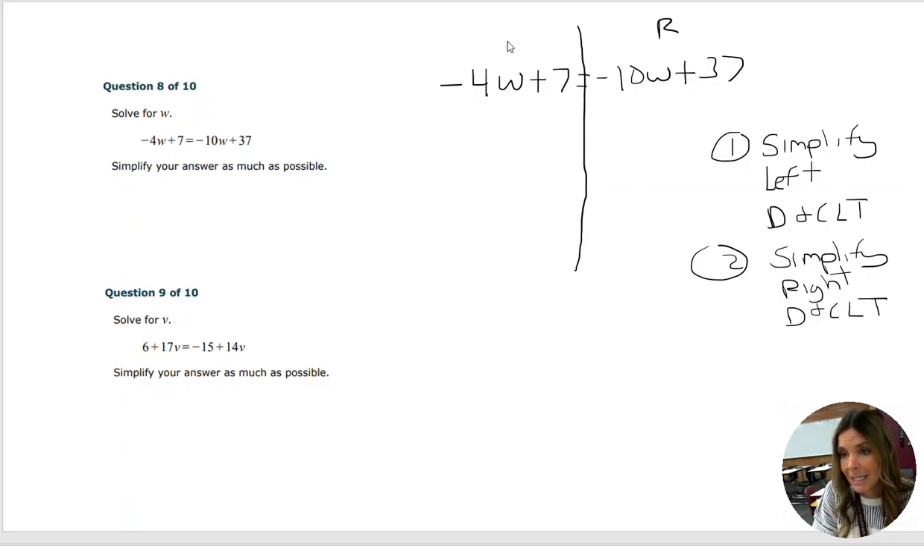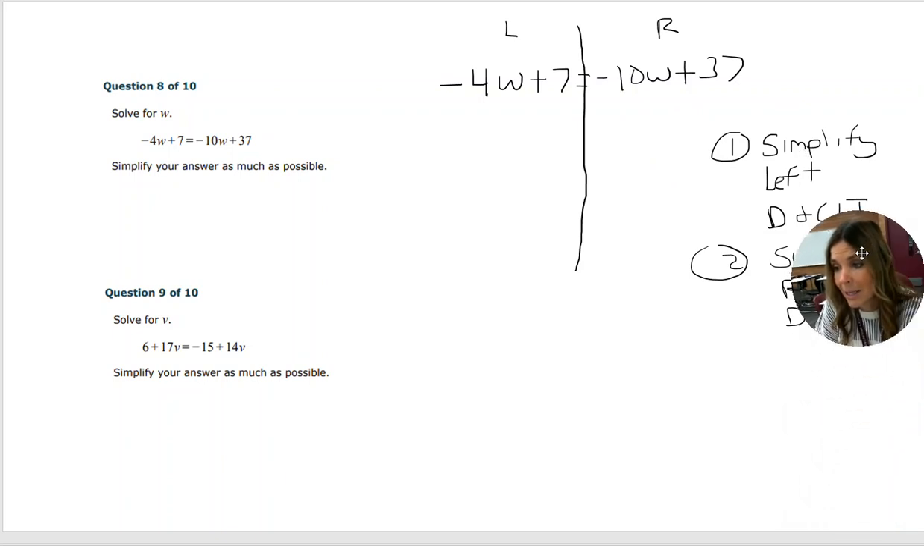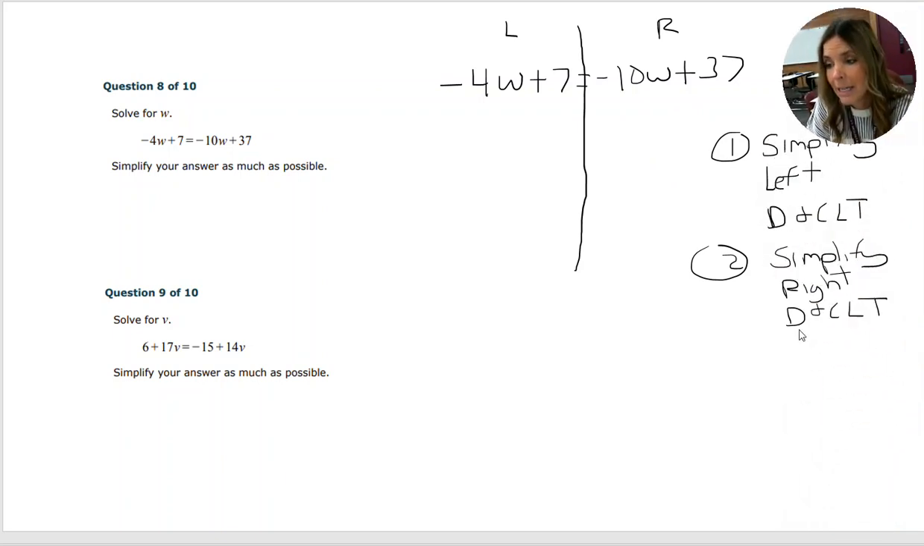So this is my right side, this is my left side. When we look at the left side, we can see there's no distributing to do, there are no like terms to combine. So then we're going to look at the right side and do the same thing. We're going to see if there is any distributing to do, any like terms to combine, which there aren't.